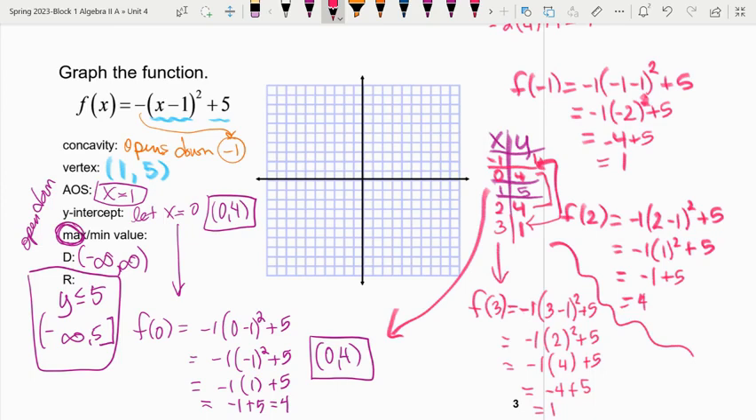So sketching those points, back 1, up 1, (0, 4), (1, 5), (2, 4), and over 3, up 1. Sketch that axis of symmetry down the middle. So that's at x equals 1. And then draw the parabola.